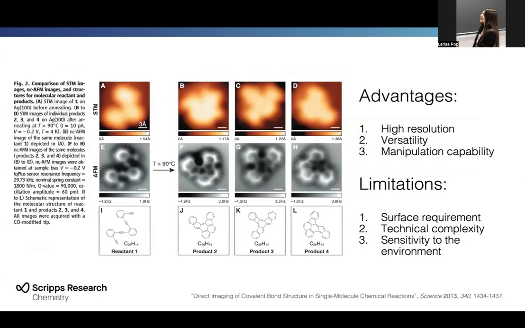STM offers several unique advantages. First of all, high resolution. Then also versatility, because the STM can be used in various environments, including ultra-high vacuum, air, or even liquid. Then also manipulation capability, because STM can also be used to manipulate atoms and molecules, enabling the construction of different types of nanostructures. Despite its incredible capabilities, though, STM doesn't have just advantages, but also some limitations.